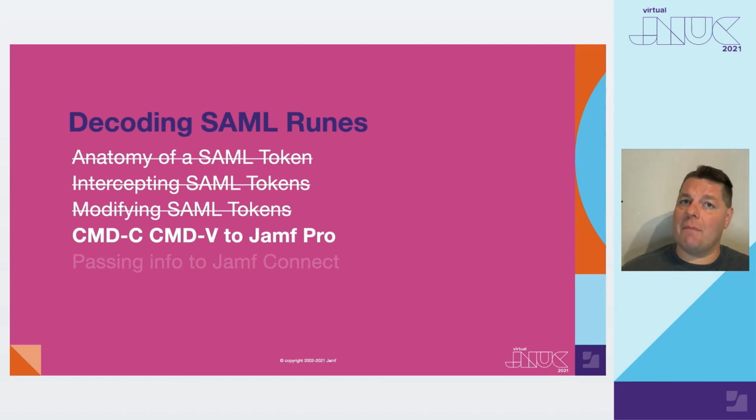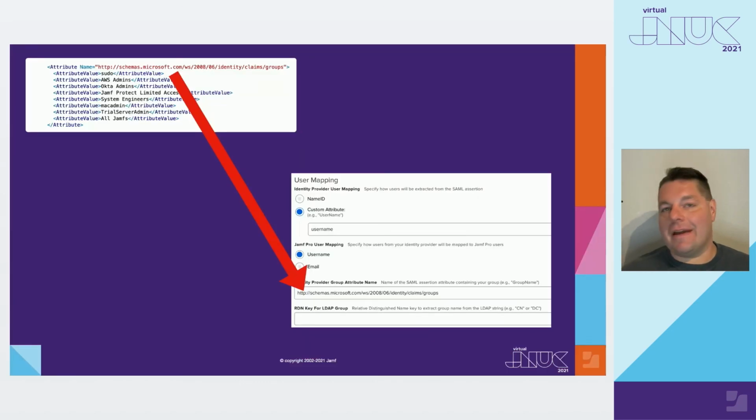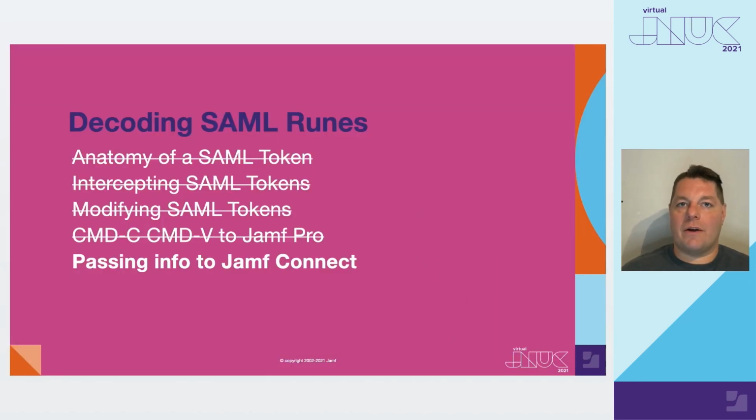Which means we're coming into the home stretch. You've intercepted a token. You've seen what's in the token. If what you need isn't there in the token, you now know what to put in there. Now it's just a matter of copy and paste. Simply pick the name of the attribute now that you know where to find it, and paste it into Jamf Pro. Test your login with a private browser mode to make sure a user can get in and get the permissions they expected.